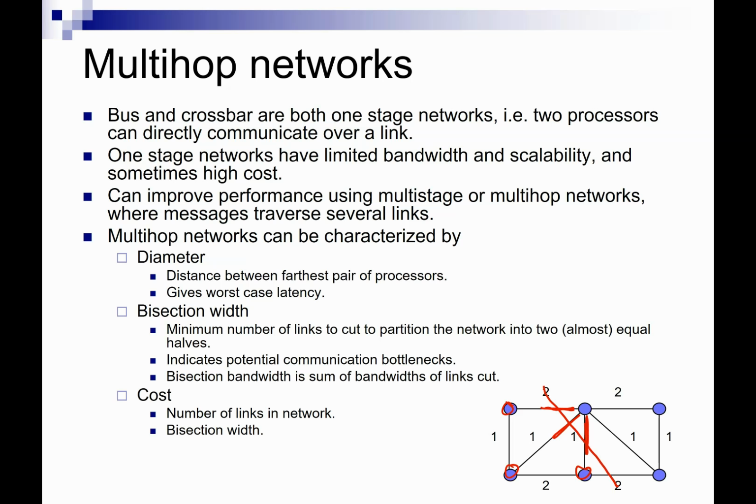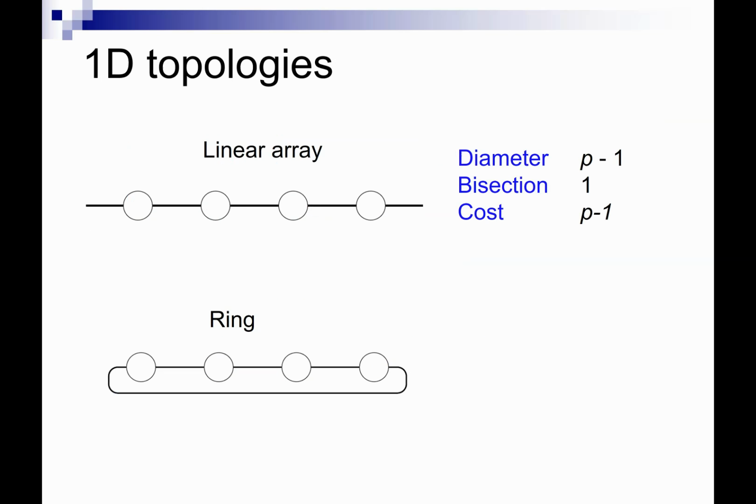Another way that you can look at these networks is in terms of their cost to build the network. For example, if you have a network with many links in it, then it costs you more to build that network. So one way to measure cost is just how many links are in the network. Now let's look at several different types of network topologies, and let's compare these topologies in terms of these metrics like diameter or bisection width.